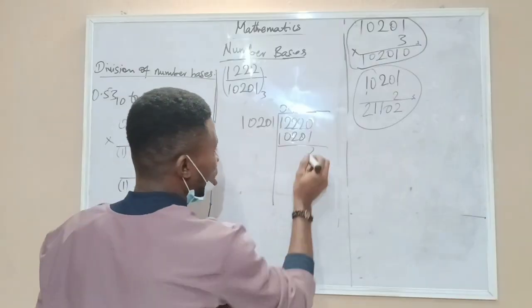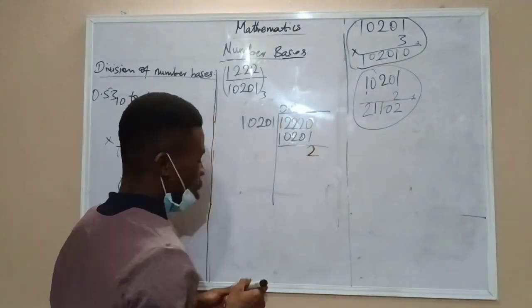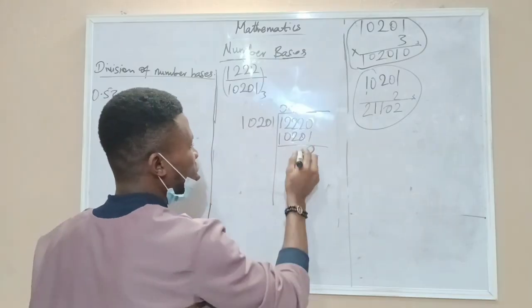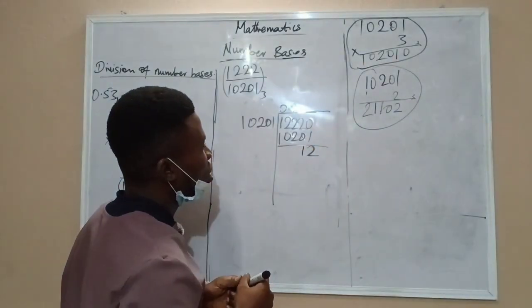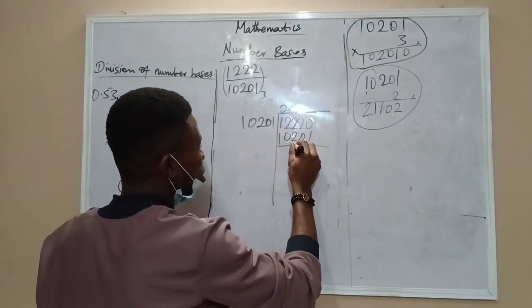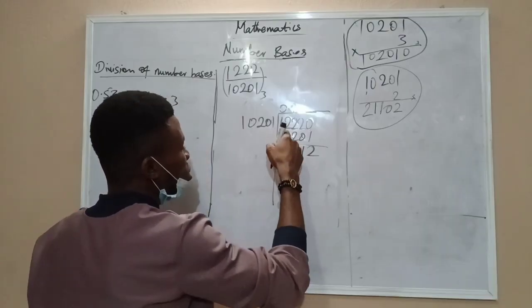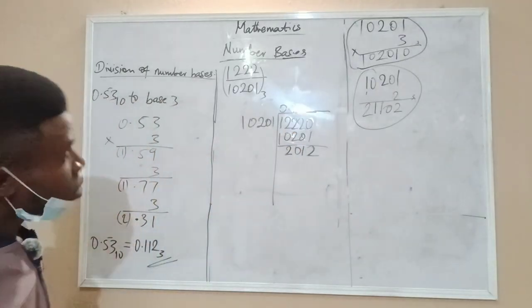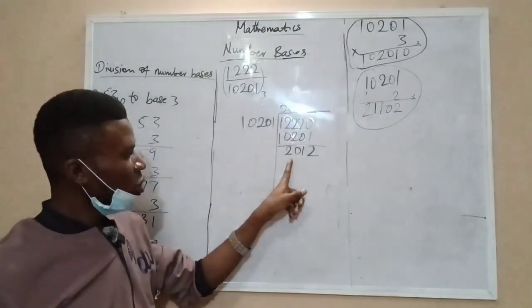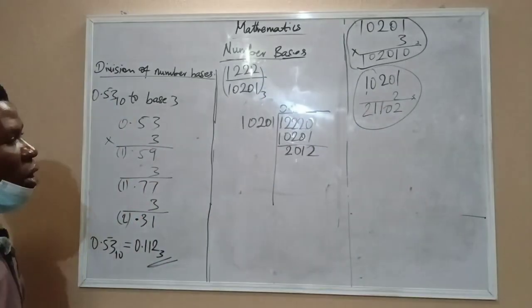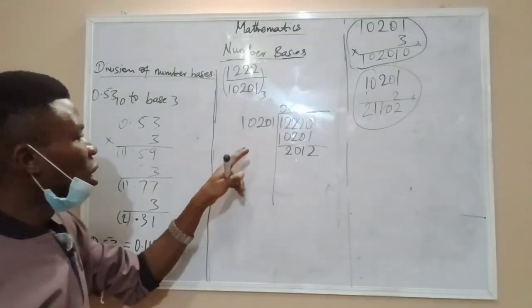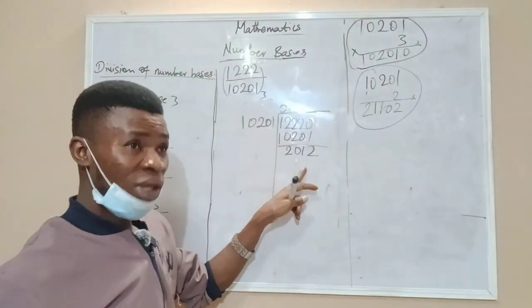I have to fill this in. 2. And then we've already taken 1 out of this thing. We are left with 1. 1 minus 0 is still 1. 2 minus 2 is 0. 2 minus 0 is 2. 1 minus 1 is 0. Right. So we have 2012. Now, this one, if you use this one to divide this one, that's just this long division.